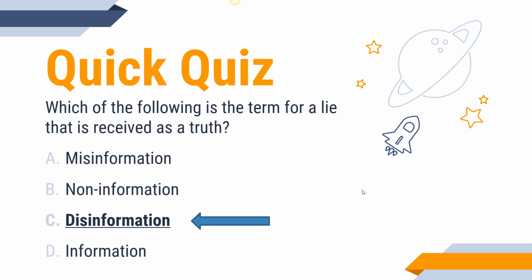If you chose disinformation, you are correct. It is a lie that people receive as a truth. Lies and propaganda are considered disinformation and can be both malicious and intentional. Watch the video again if you need a refresher on the other terms.